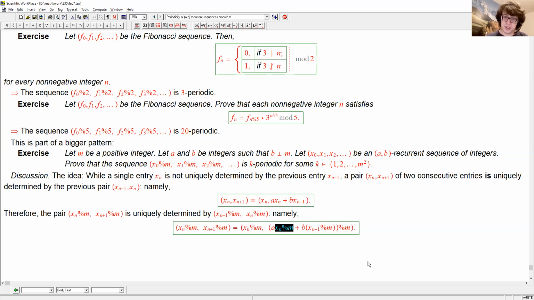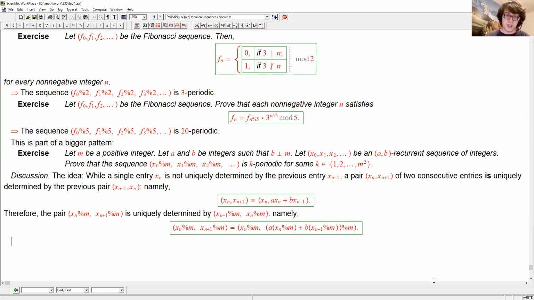So the whole idea is, if you're interested in the remainders of the entries of your sequence, it's enough to just work with pairs of consecutive remainders. If you know one such pair, you can basically go further and further. You don't need to know all the previous values.